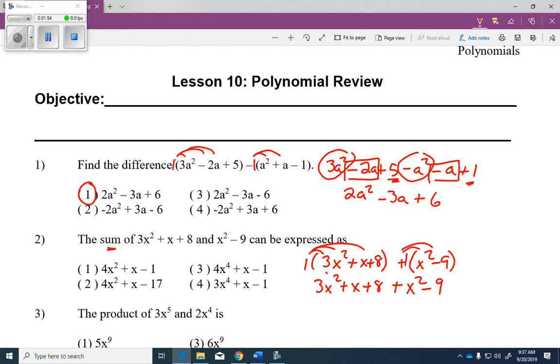And then when we combine like terms, 3x squared and 1x squared is a 4x squared. There isn't anything like this x, and then 8 minus 9 is a negative 1. 4x squared plus x minus 1, so it's choice 1.